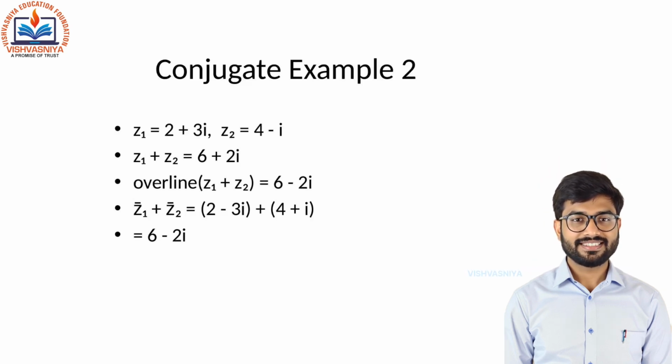Example 2. Let z1 is equal to 2 plus 3i and z2 is equal to 4 minus i. z1 plus z2 is equal to 6 plus 2i. Now conjugate of this sum is equal to 6 minus 2i.